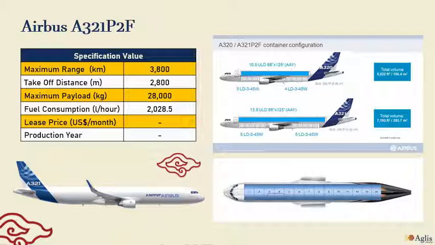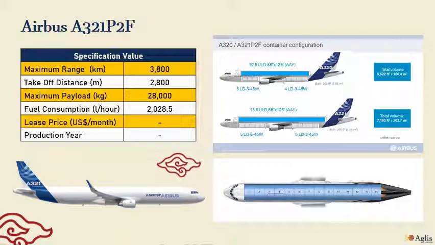The A321P2F can load up to 23.5 ULD. The ULD size is 88 inch times 125 inch. It can load 13.5 ULD on the upper deck and 10 on the lower deck. The 28 tons of weight haven't included the ULD weight. The ULD empty weight is 206 kilograms.